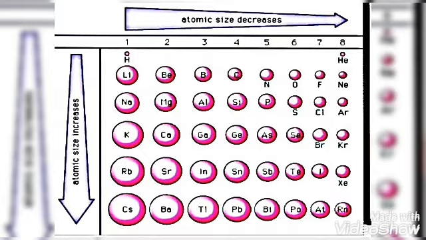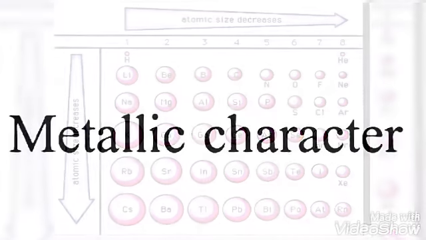Atomic size decreases in a period from left to right because as we move from left to right, atomic number increases. With the increased atomic number, the number of electrons also increases. This results in an increased effective nuclear charge. Therefore, the entire shell gets attracted towards the nucleus.